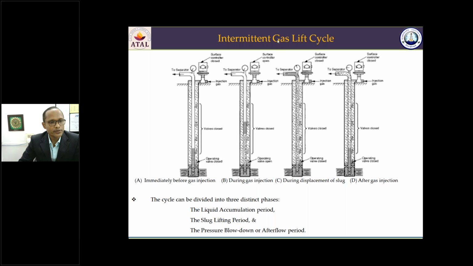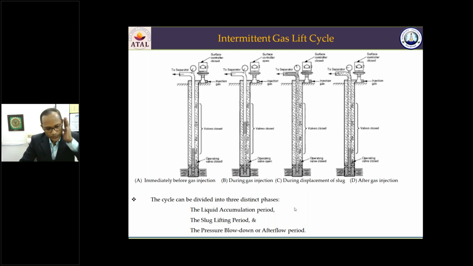So this is an intermittent gas lift cycle, where we have different components: the operating gas lift valve and the standing valve. In this period, the fluid is allowed to accumulate here in the tubing. Then the gas is injected below this slug of the oil, and it is displaced to the surface. So there is physical displacement of the crude oil to the surface.